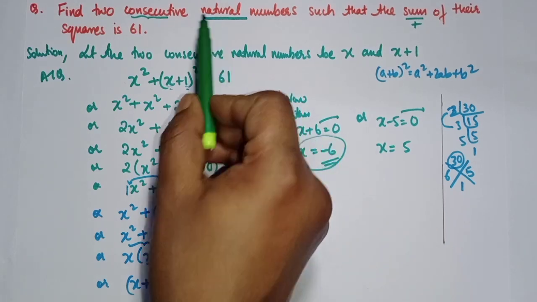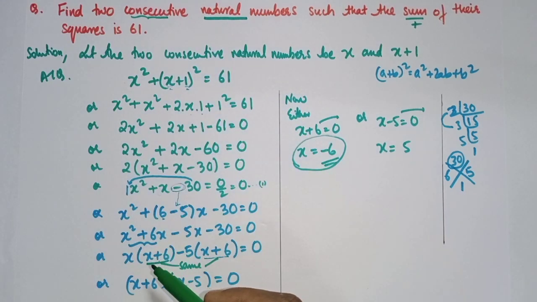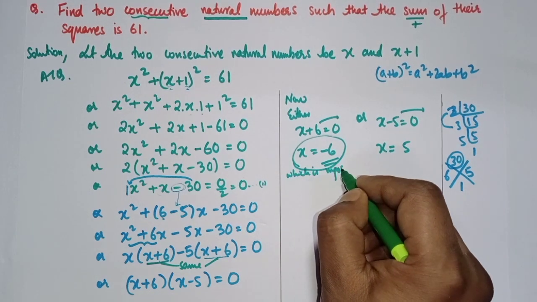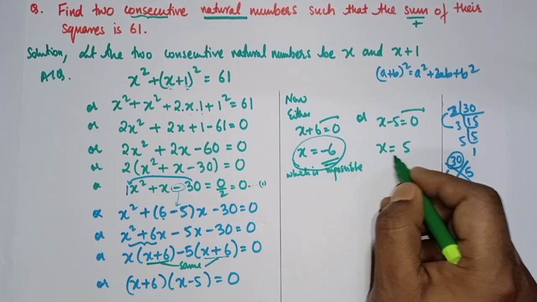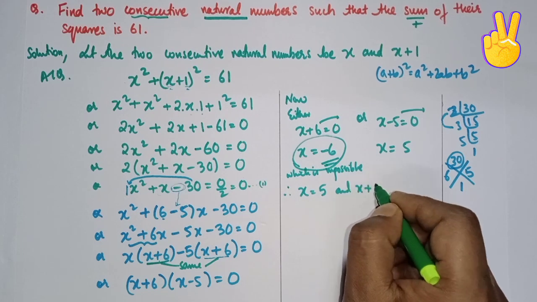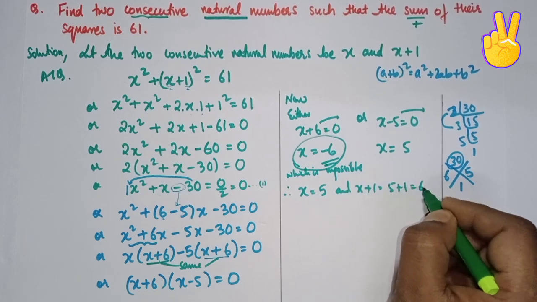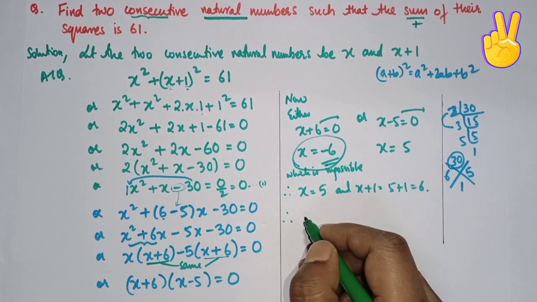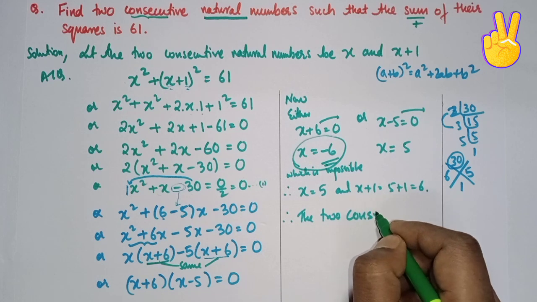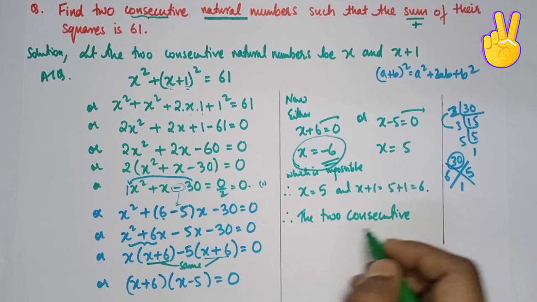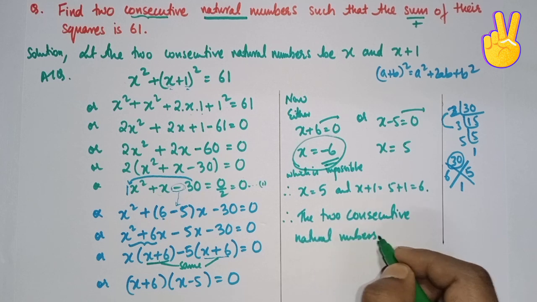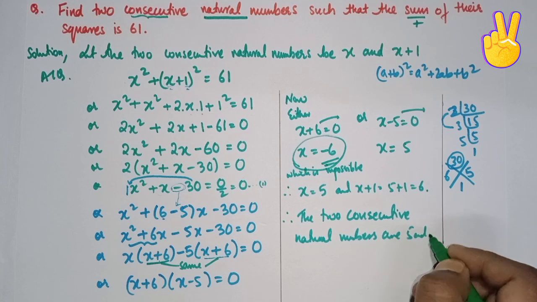So this we cannot take because it has come negative. Why? Because we are taking natural numbers. So this is impossible, since it's a natural number. So therefore I got x equals to 5 and x plus 1 equals to 5 plus 1 equals to 6. So therefore I got the numbers. Therefore the two consecutive natural numbers are 5 and 6.